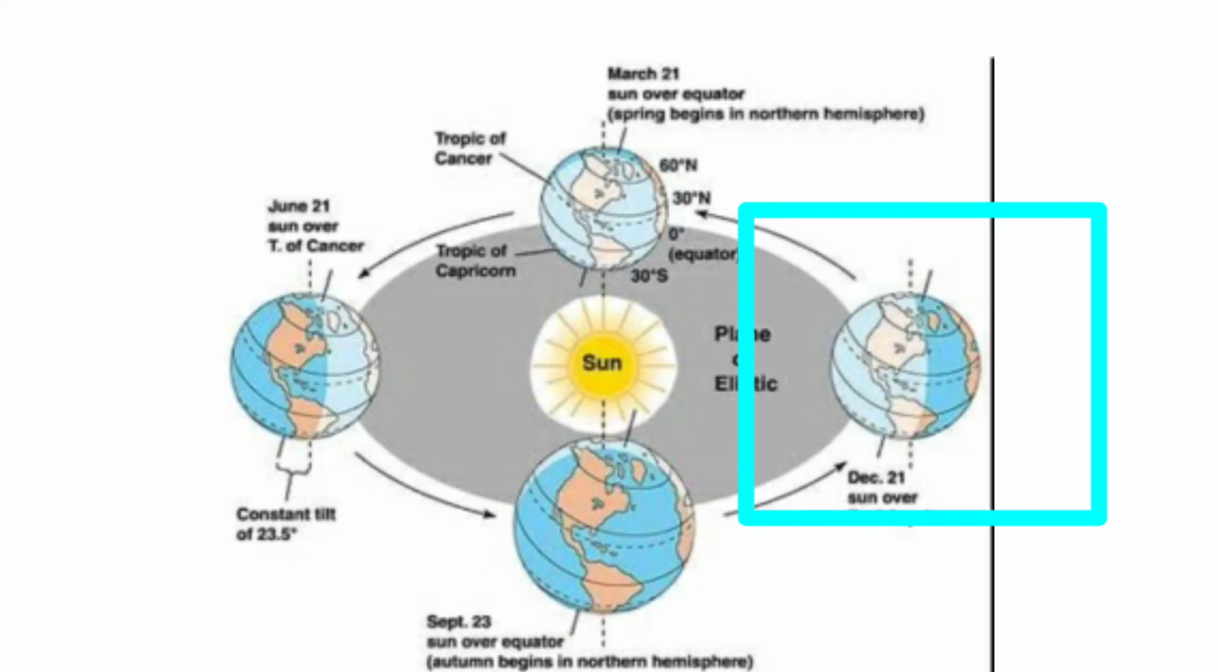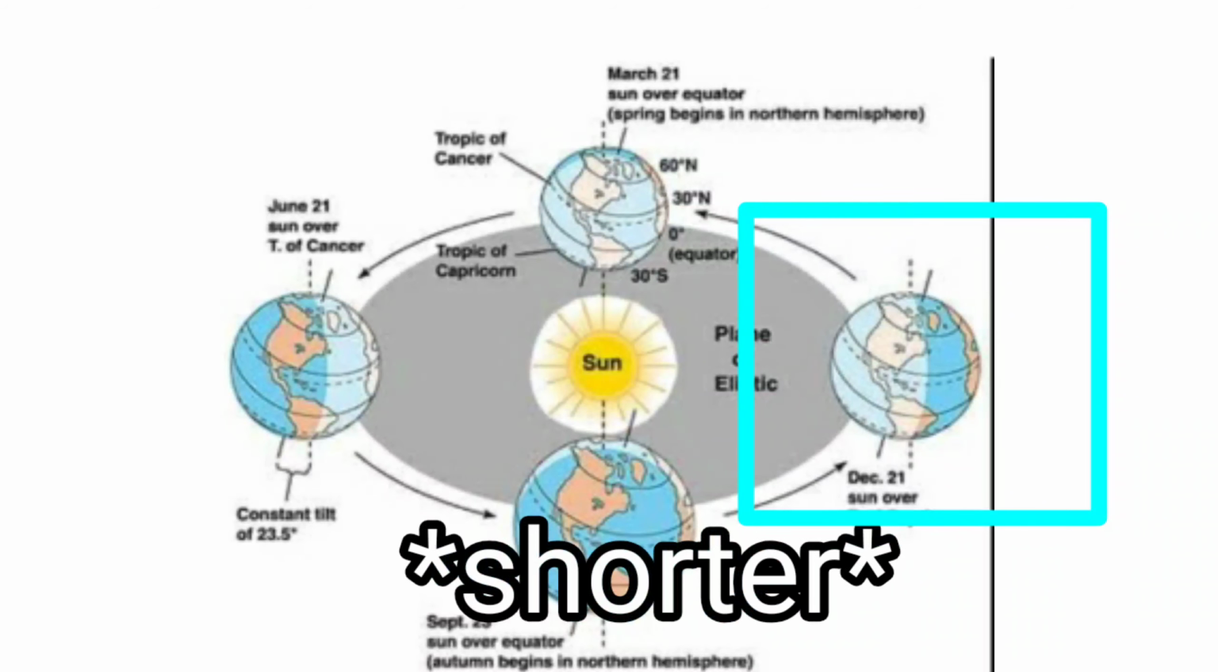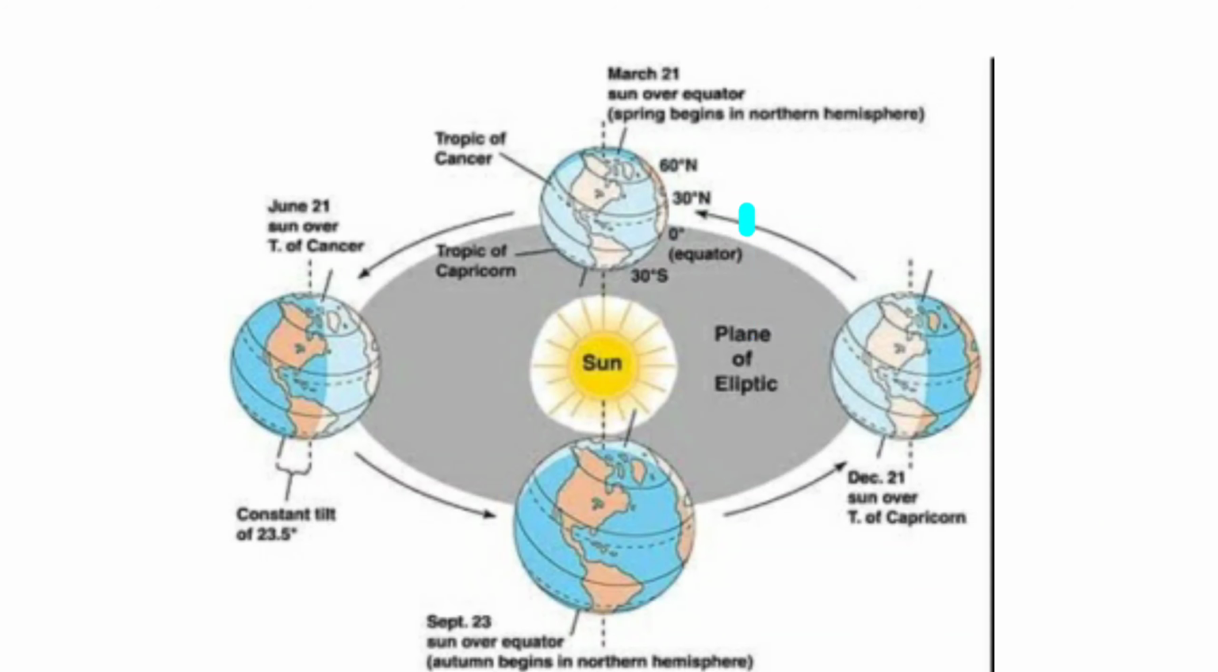And let's go to the second position. In the second position, the northern hemisphere is away from the sun and the southern hemisphere is near to the sun. So the northern hemisphere experiences shorter day and longer nights, and the southern hemisphere experiences longer day and shorter nights. So this is nothing but solstice.